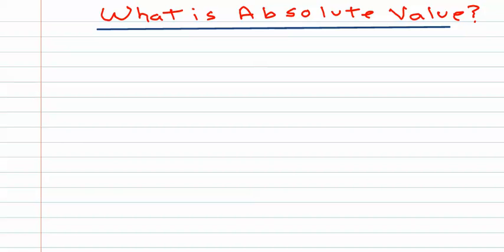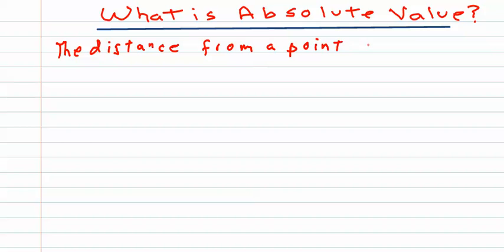Absolute value is defined as the distance from a point to 0 on the number line.